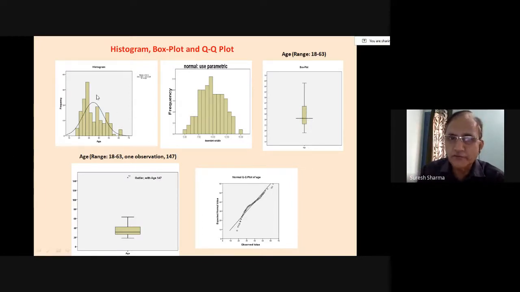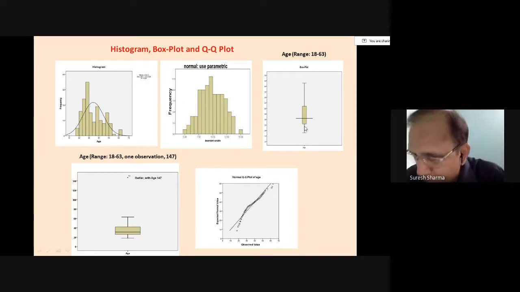This is the picture from the histogram of the same data. This is the picture of the box plot from the same data. Same data, it's age data, all the values between 18 to 63. I mean, the range of the age data was 18 to 63. This was the interpretation using box plot. This was the interpretation using histogram. And both of them say the same thing, that data is not normally distributed.